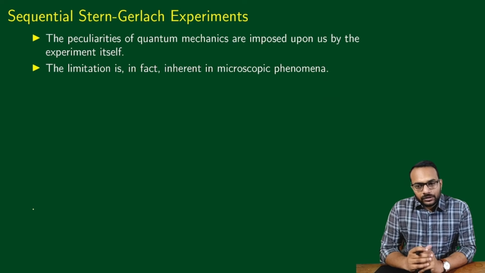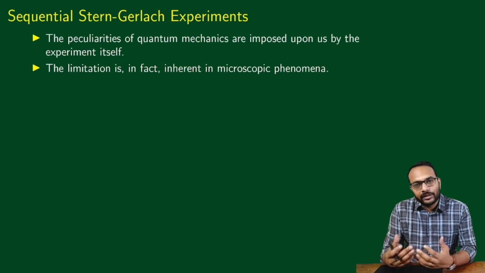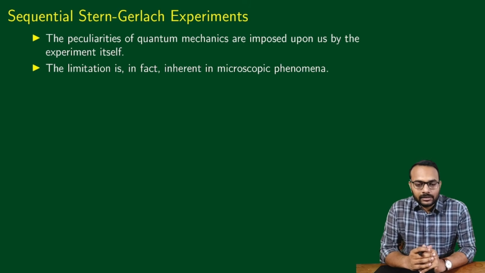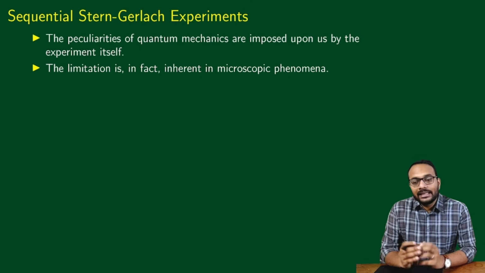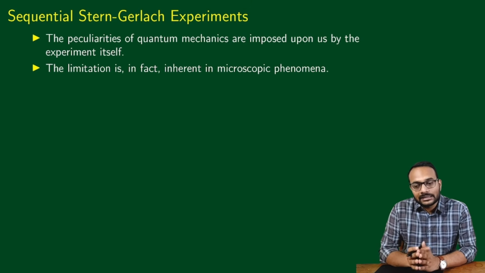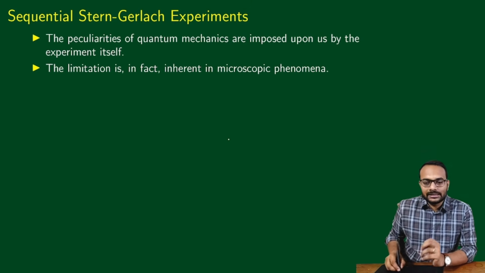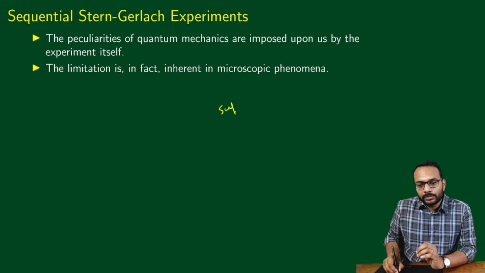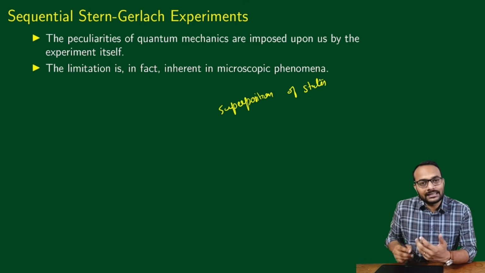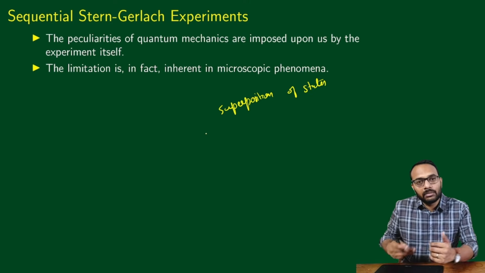The peculiarities of quantum mechanics are imposed upon us by the experiment itself. Nature imposes upon us these peculiarities. It's not any problem with our experimental setup. The limitation is in fact inherent in microscopic phenomena. The fundamental reason for this is basically superposition of states. We had already discussed the superposition of states in relation to a double slit experiment.